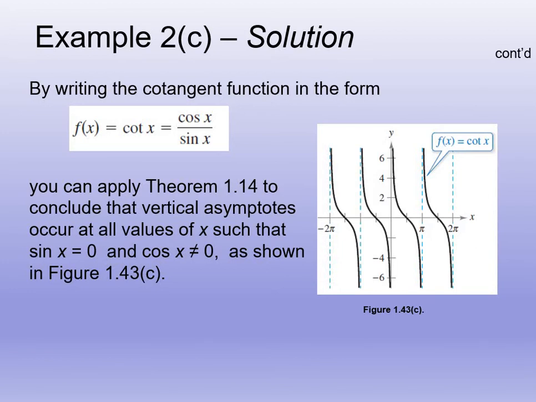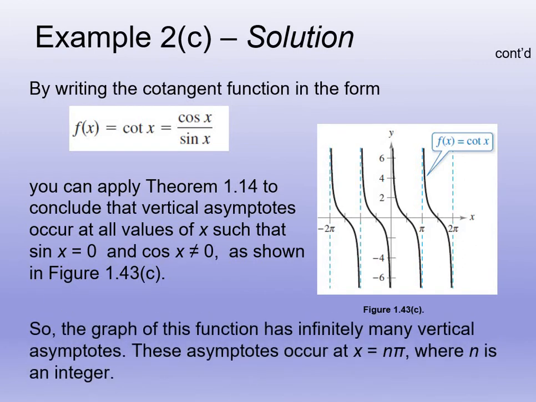So that's why this works, and we can say that there are vertical asymptotes every single time that sine is 0, because sine and cosine will never be 0 at the same time. It's very important that we apply that here. So we have an infinite amount of vertical asymptotes, and the asymptotes occur at x equals n pi, because sine goes to 0 at 0. So n equals 0, n equals 1, so pi, then 2 pi, 3 pi, 4 pi.